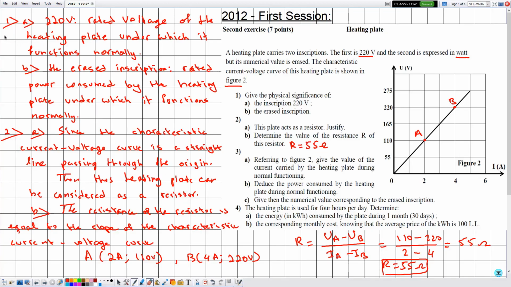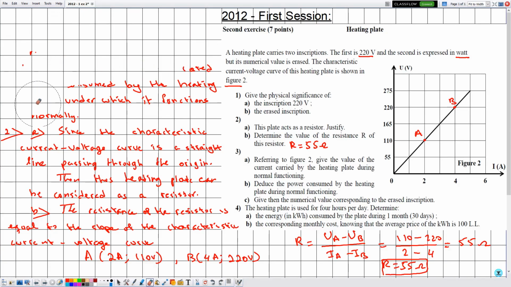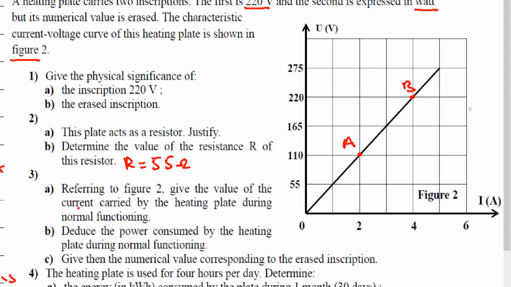Now part 3. Part A, referring to figure 2, give the value of the current carried by the heating plate during normal functioning. So we need to determine the value of the electric current while normal functioning. In order to determine the value of the electric current I using this curve, we need to know the value of the voltage U.